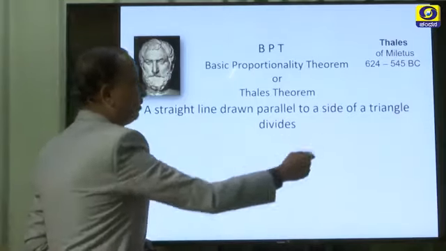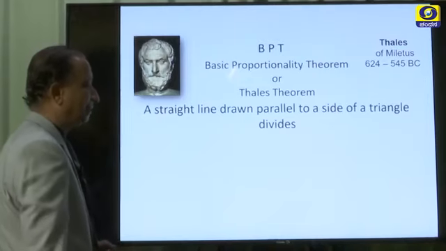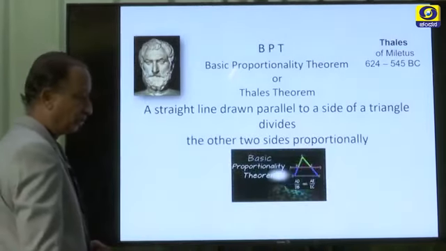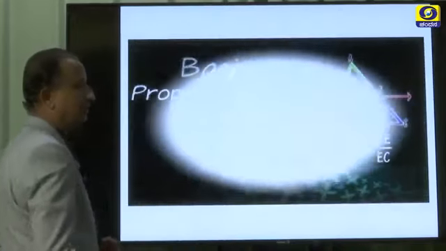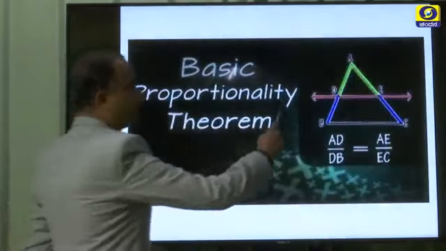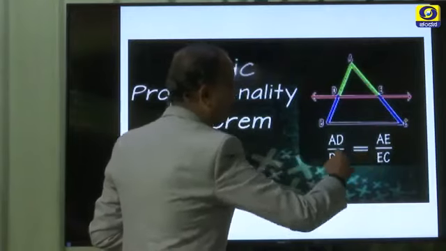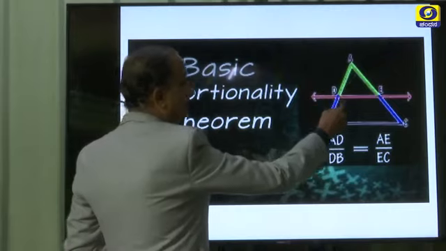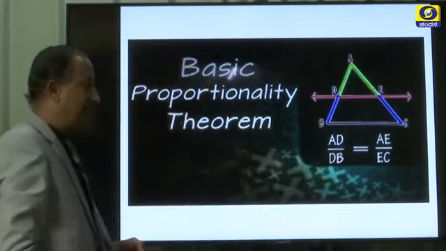Now let me state this theorem once. A straight line drawn parallel to a side of a triangle divides the other two sides proportionally. So the same thing you will see in this bigger image. This one, DE is parallel to BC, then AD divided by DB is equal to AE by EC.